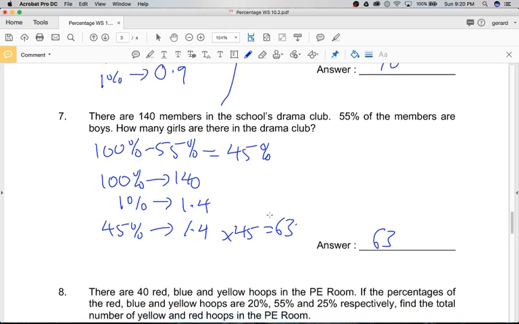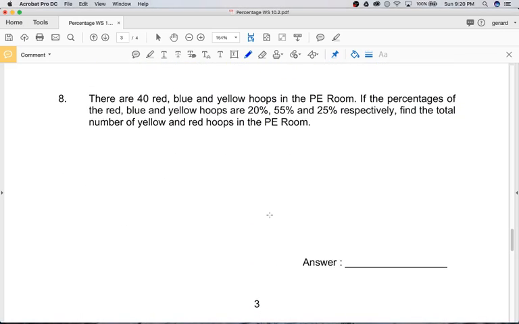Question 8. There are 40 red, blue and yellow hoops in the field room. The percentage of the red, blue and yellow hoops is 20. Now you see we're going to be using ratio. Remember I told you ratio is very much related to fractions, so we can keep changing them around. Now we have red is to blue is to yellow.